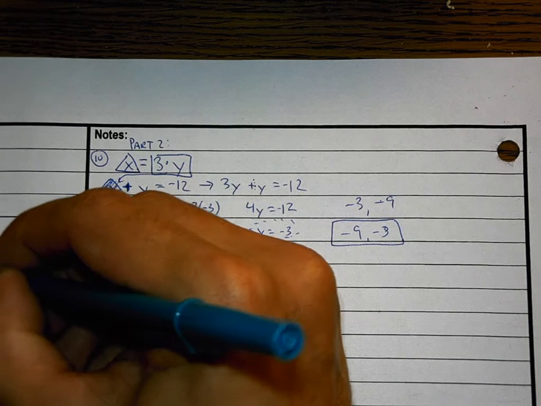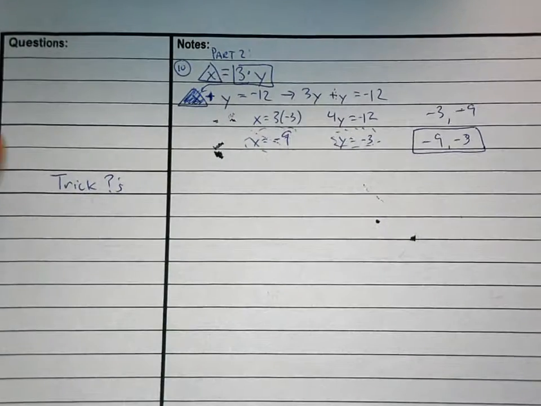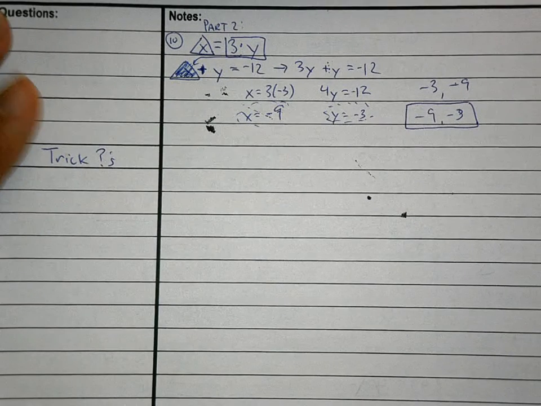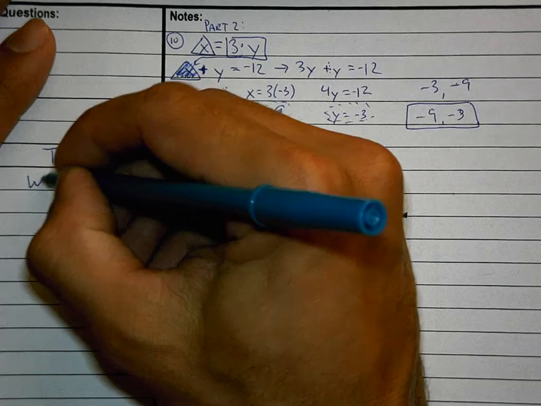Okay, let's talk about some trick questions. Let me write that over here. Trick questions. Move that up a little. When variables cancel out.